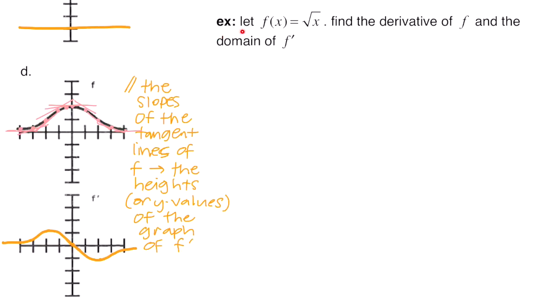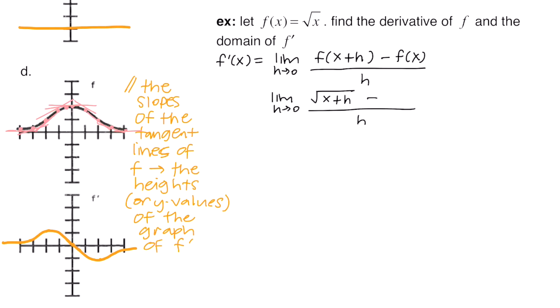This example says let f of x equal the square root of x. Find the derivative of f and the domain of f prime. So I have the formula written out. We have the limit as h goes to 0, f of x plus h minus f of x all over h. First, we're going to take x plus h, plug it into the function. Next, we're going to plug in over here, it's supposed to be minus f of x, so we'll plug in f of x.